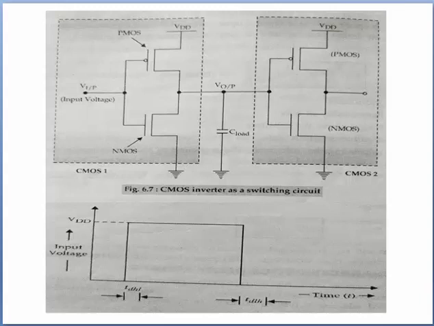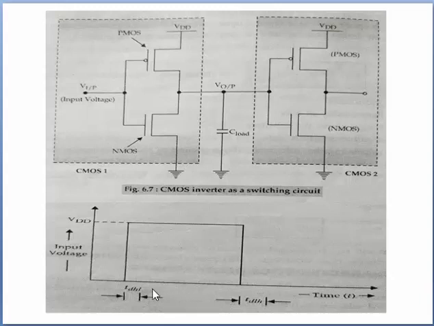Now next is propagation delay, that is the delay model. This is the circuit as shown in this figure, and this is the waveform of the switching characteristics for the CMOS inverter. This one is TDHL and this is TDLH. TDHL is the propagation delay high to low, and this one is the propagation delay low to high.